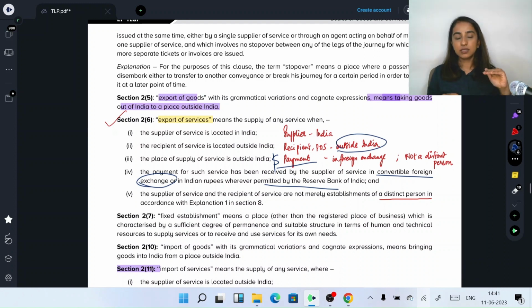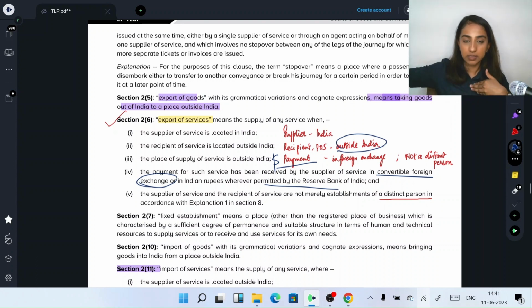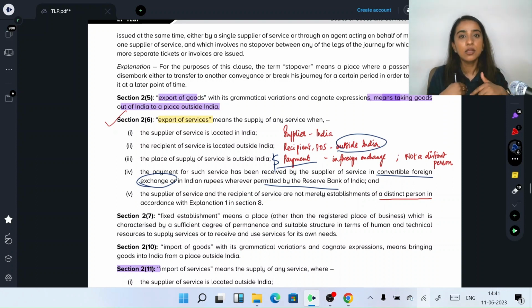person. In the sense, distinct person we will understand in the chapter registration. What is a distinct person? Let's say I am owning this clothing business. Even in the US, I have one business unit there. So if I am supplying from India to my business unit in the US, then I am basically supplying to the same person because it is my own business, right? So that will not constitute export.